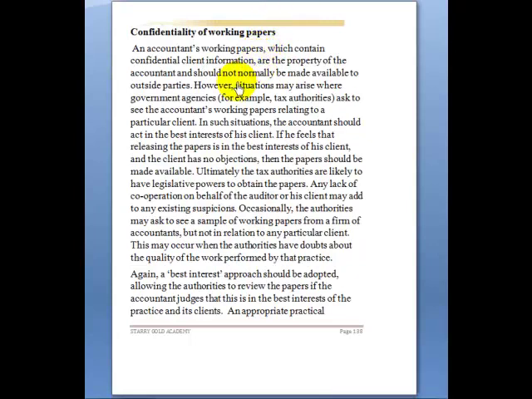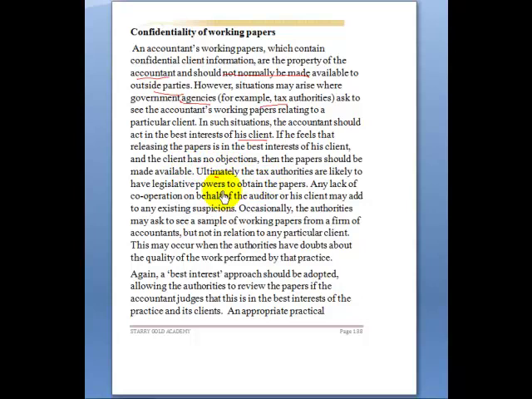Confidentiality of working papers is very, very important, so you must keep your working papers. Of course, the working papers are the property of the accountant and should not normally be made available to outside parties. But situations may arise where government agencies like tax authorities and the Nigeria FRC, Financial Reporting Council, may ask to see the accountant's working papers relating to a particular client. In such a situation, the accountant should act in the best interest of his client. If he feels that releasing the papers is in the best interest of the client, and the client has no objections, then the papers should be made available.